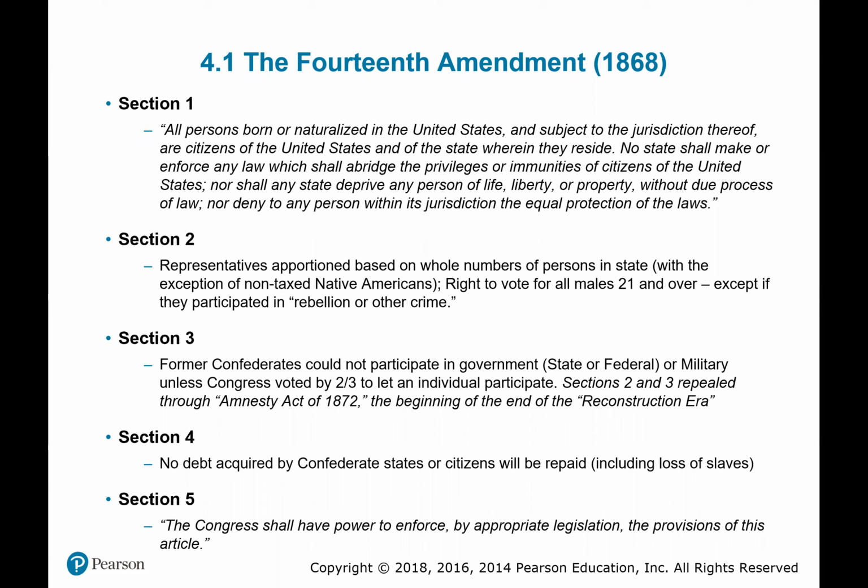Similarly, Section 3, former Confederates could not participate in government, state or federal. They could not participate in the military. And this was unless Congress voted by 2/3 to let an individual participate. So they had to vote for each individual at this point.